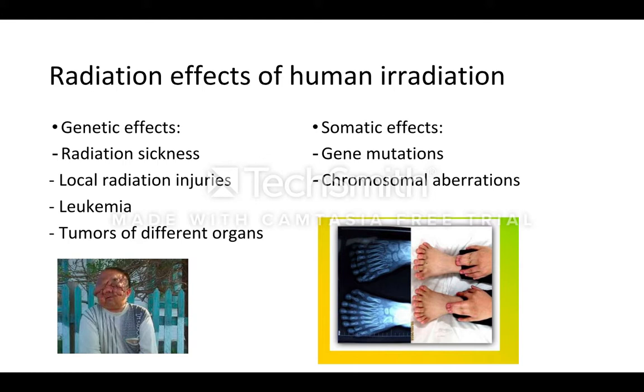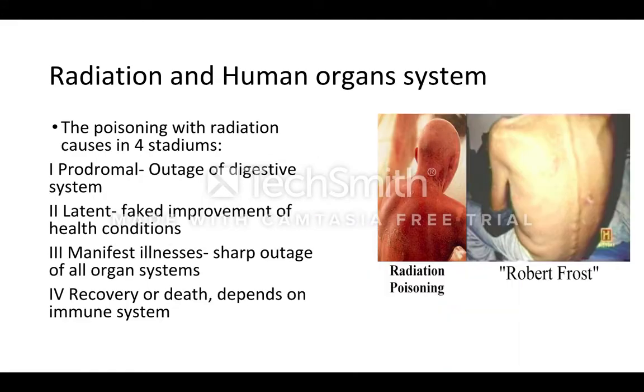The poisoning with radiation occurs in 4 stages. The first one is prodromal, an outage of the digestive system. The second one is latent, a fake improvement of health conditions. The third one is manifest illness, like a sharp outage of all organ systems. And the last one is recovery or death, depending on the immune system.